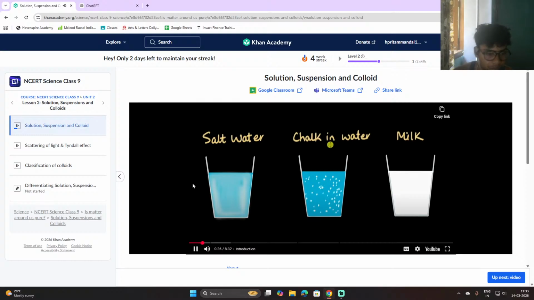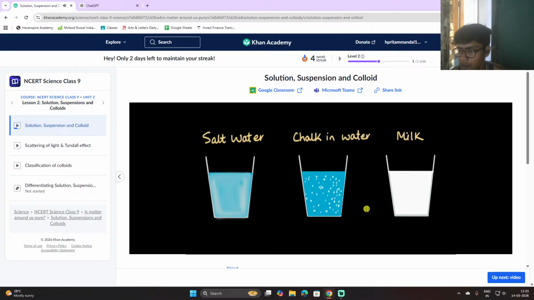We can see why chalk would be a heterogeneous mixture, but why is milk a heterogeneous mixture? We will talk about all of this, and in doing so, we will understand the differences between a solution, a suspension, and a colloid. So, to begin with, let's dive deep into a solution.